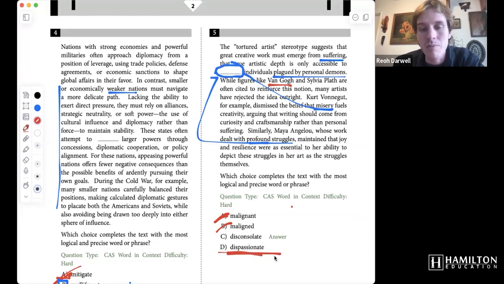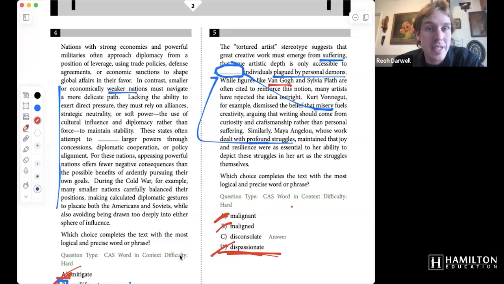Dispassionate is a word I've seen actually multiple times on the test. I've seen it a lot. It's a word that we might think means unhappy because passion can sometimes be related to feeling or emotion. You might think it means unhappiness, right? Or lack of happiness, but it really just means lack of clear emotions, not in a depressed way, but in a simply logical, objective way.